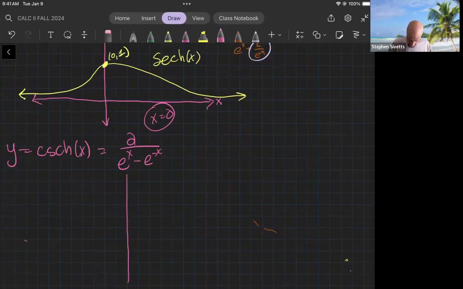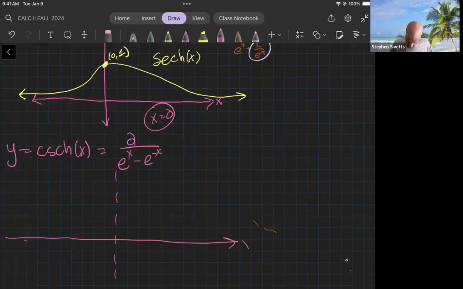So let me just draw in the asymptote like this at x equals 0, on the y-axis, I should say, right? So we'll have an asymptote at x equals 0, so it's undefined at x equals 0. All right, so let's look at what happens if we approach 0 from the right-hand side, that's when x is greater than 0.